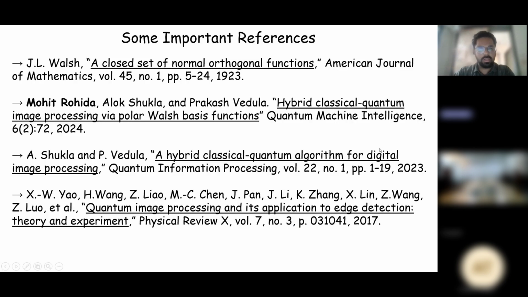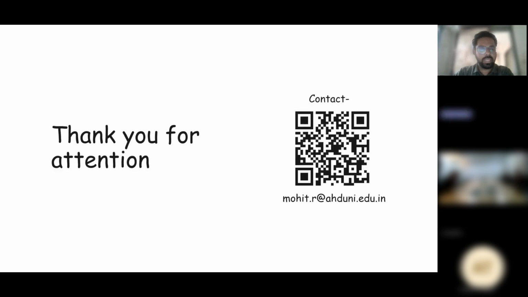These are some of the important references. One can obviously read more about these things. One can read more about Walsh functions in the seminal paper by Walsh himself, which was given in the 1920s, and more about the quantum implementations of this Walsh basis function in the literature. It is used in many places, such as neural networks as well. So these are some of the references which I've used for my work, and thank you.